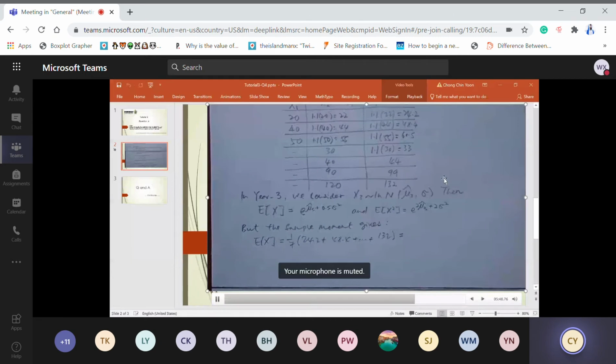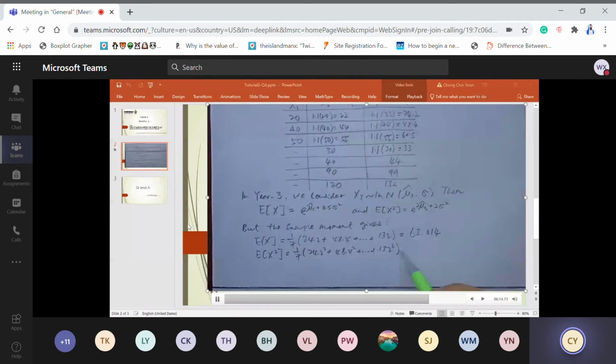So you will have 63.014. Similarly, for the second raw moment, we can find the sum of squares of all this data and divide by 7. That is 24.2 squared plus 48.4 squared plus up to 132 squared, and we will have 5252.64.